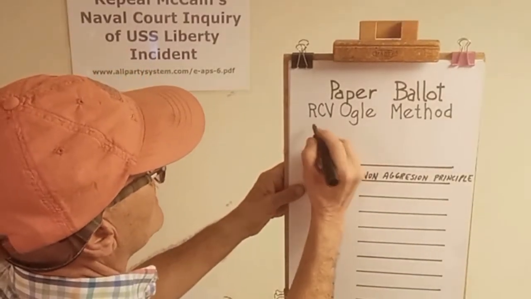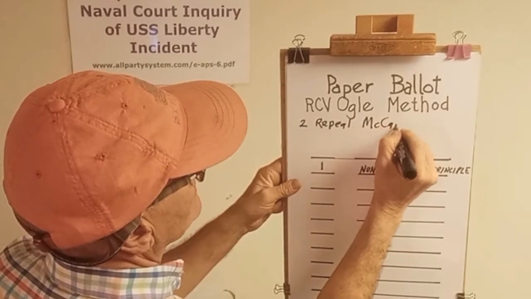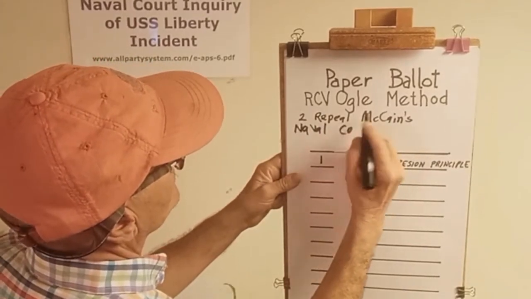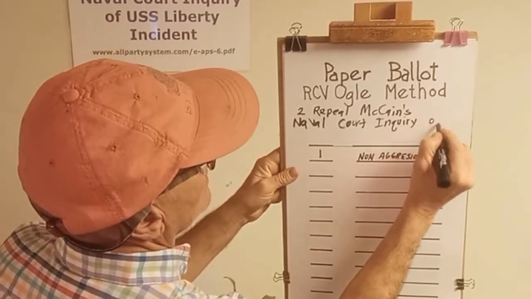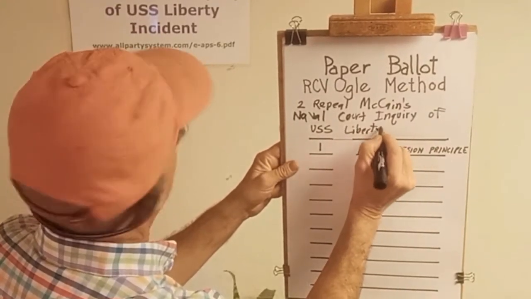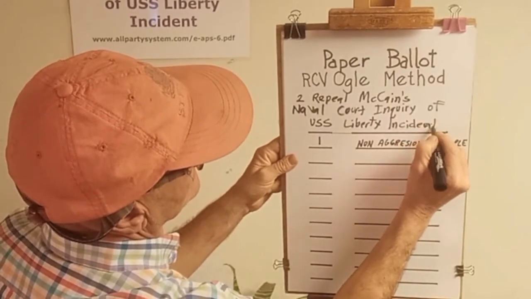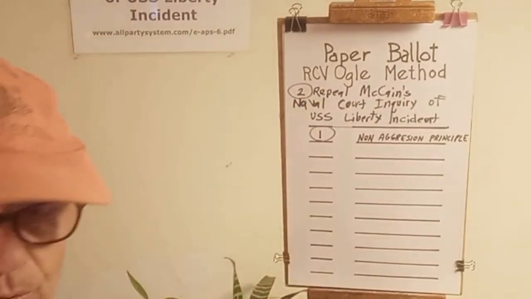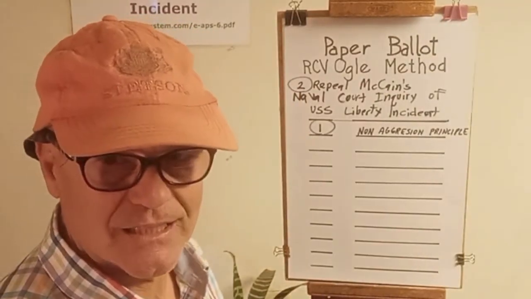So we put number 2, repeal McCain's Naval Court Inquiry of USS Liberty Incident. There, see, we put a number 2 and a number 1. So these are 2 items. They both got a vote, 1 vote each out of 1 voter. So that's 100%. So they're both approved.